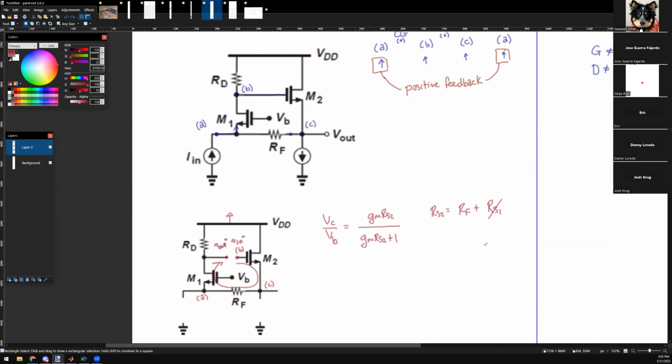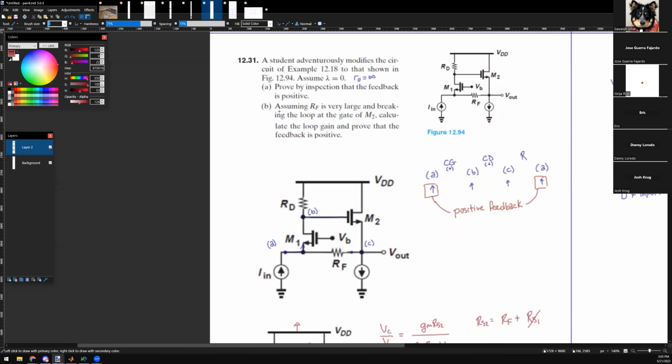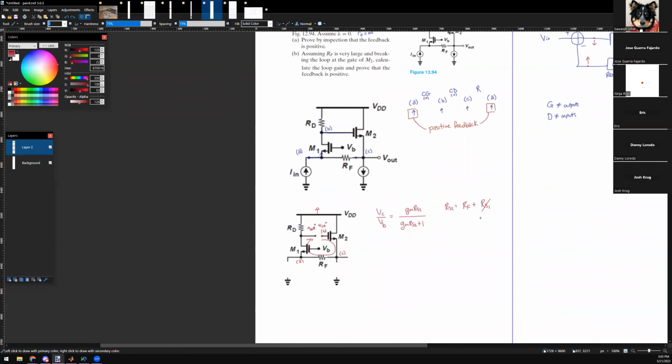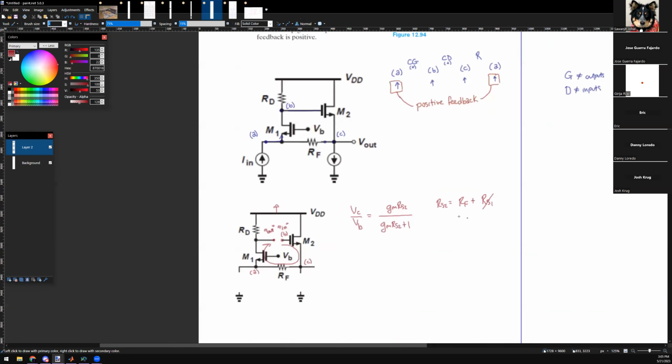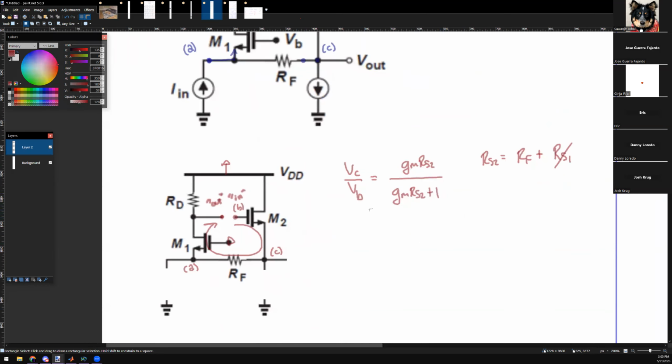It says assume RF is large. So no matter what the other guy is, he's going to be dominated by RF. Is that fair? Yeah, totally fair. Oh, VB is grounded. Yes, Josh, you were correct. This guy is also grounded. That's a fair point. Okay, so I'm going to assume RF is large. That's the end of this guy.